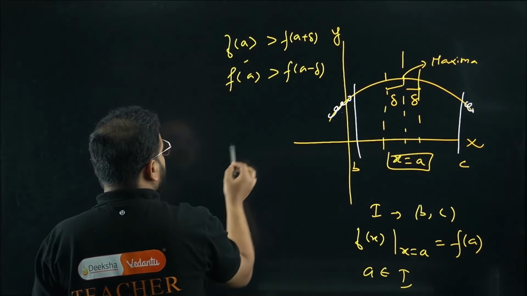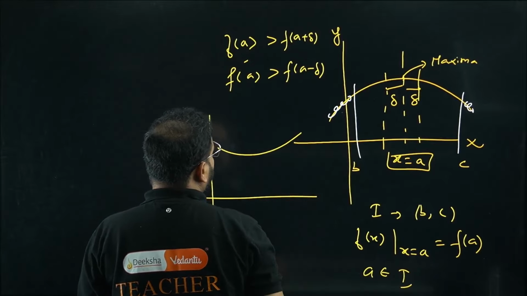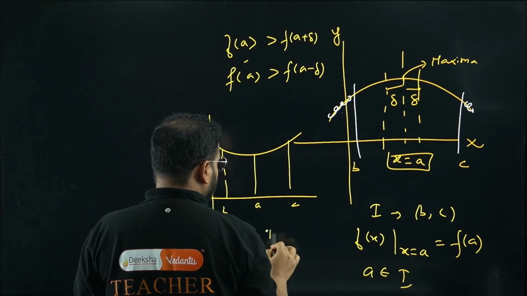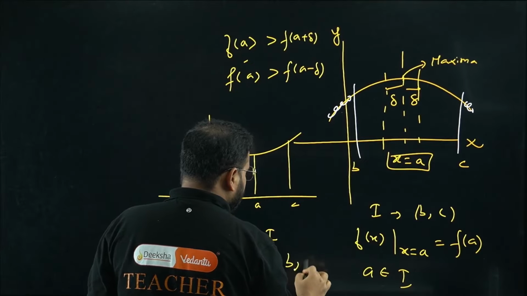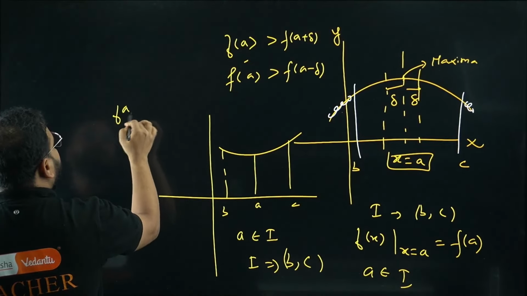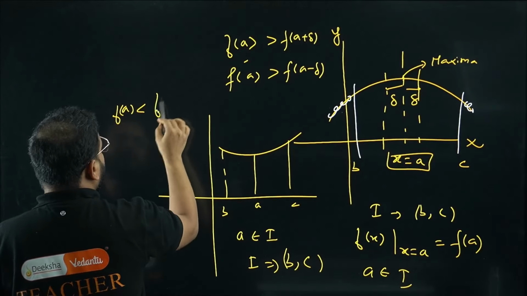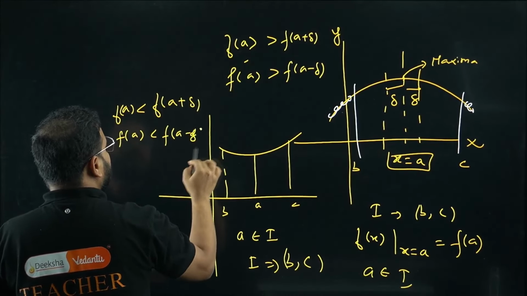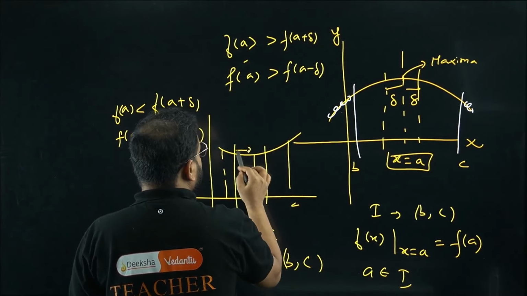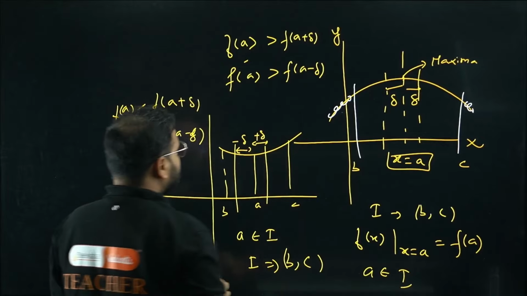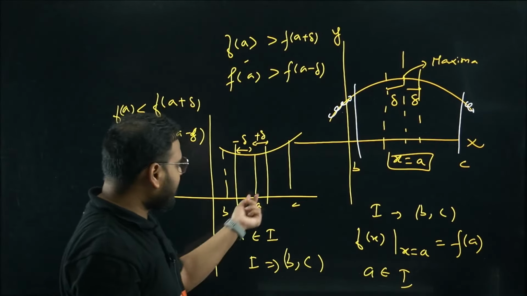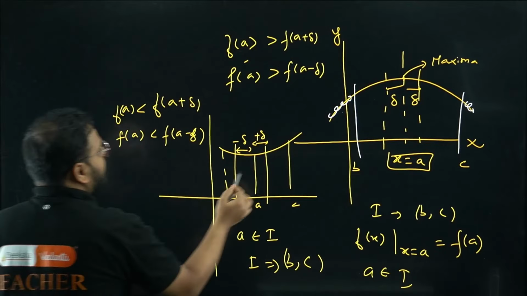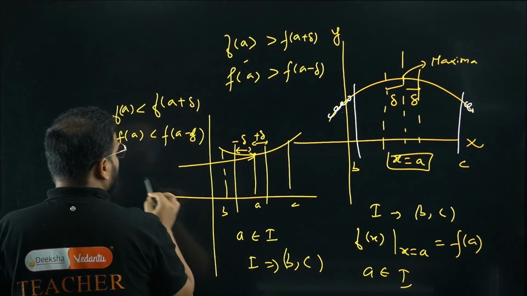What will happen for the point of minima? Think about it. Same graph, just reversed. So if this is point B over here and point C over there, I take a point A where A belongs to the interval I, which is B to C again. Then f(A) would be less than any point. So f(A) will be less than f(A plus delta) and f(A minus delta) as well. Whether you go this side or this side, f(A) will be the minimum value across the function in that given interval. Then we call this the point of minima.